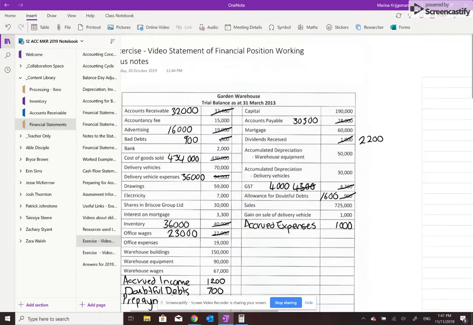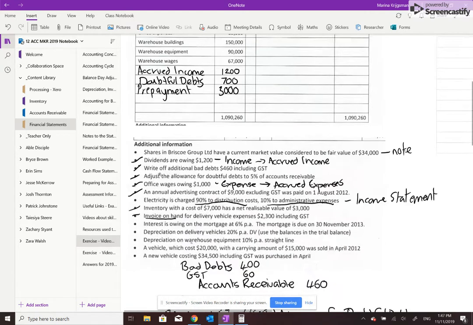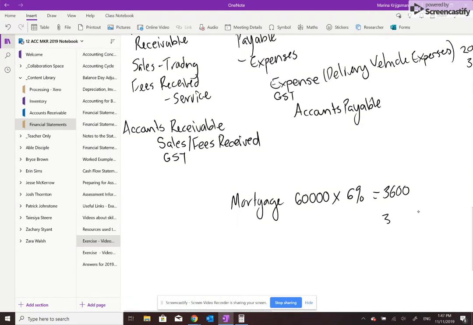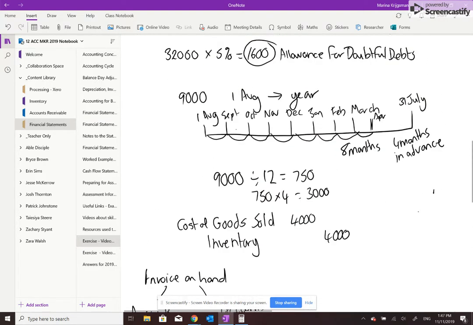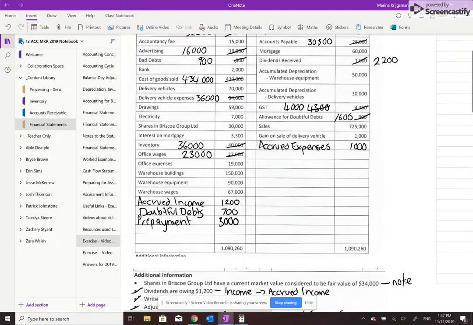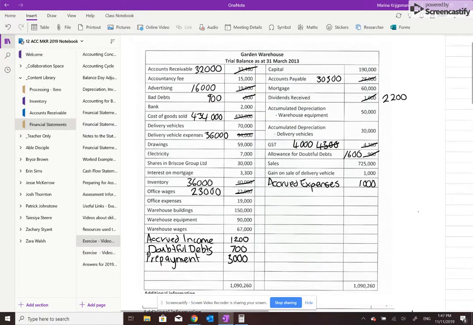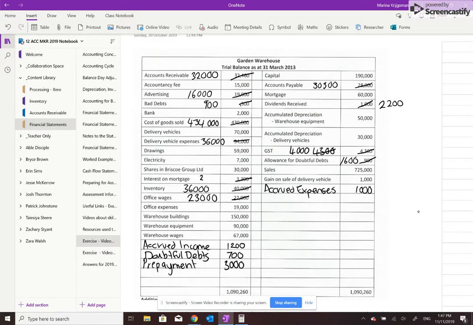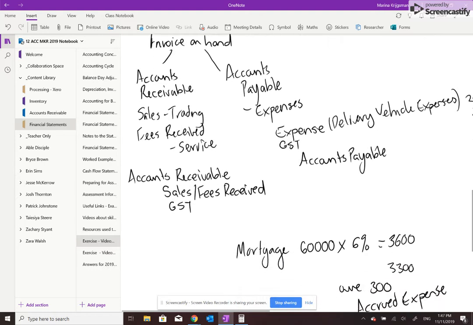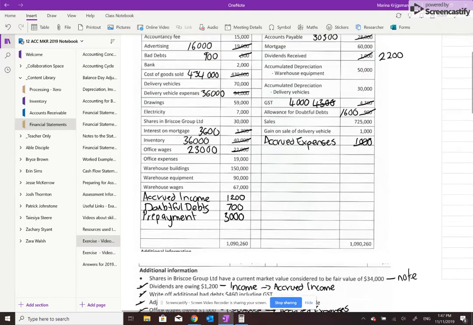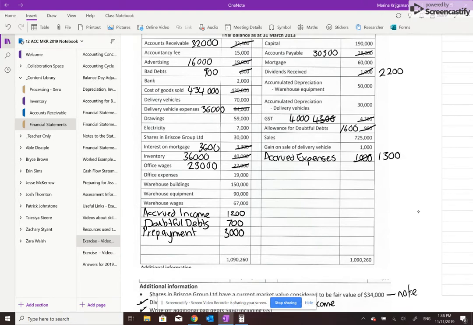Let's have a look at interest on mortgage. How much did we actually pay? We paid 3,300. So that means that we owe another 300. So it's going to be an accrued expense. Okay, so our interest on mortgage is going to increase to 3,600. So that's our debit. And our credit's going to be our accrued expense. So we're going to add another 300 to that. So we're going to get 1,300 for our accrued expenses.